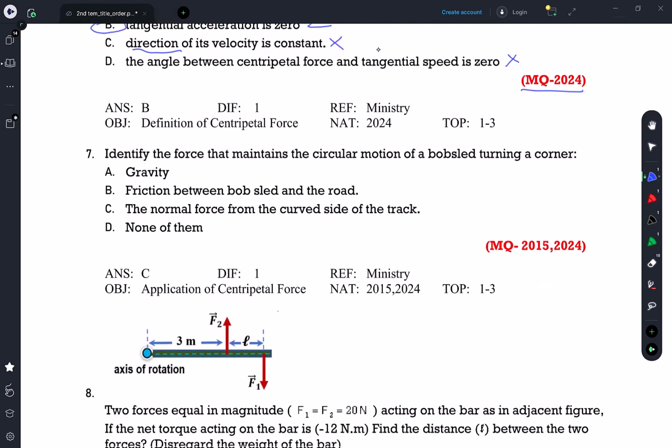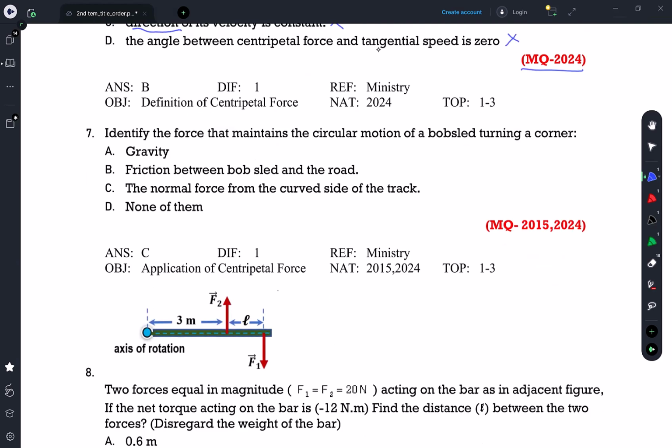Question number 7. Identify the force that maintains circular motion of a bobsled turning around the corner. This was a 2015, 2024 question. This is one of the sectional questions. It is the normal force from the curved side of the track.